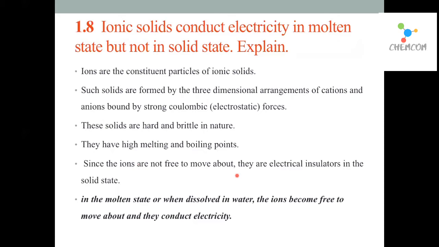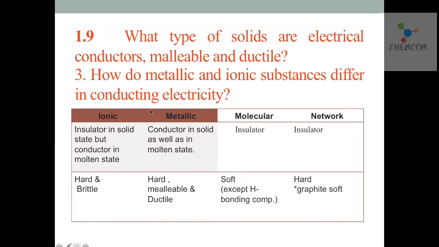If ions or electrons can move, that means they would conduct electricity. But in the present case, neither the electrons nor the cations or anions can move. That's why it must be an electrical insulator. But when it comes to the molten state, or when we dissolve it in water, the ions become free to conduct electricity. So the answer should be written in the last two lines.